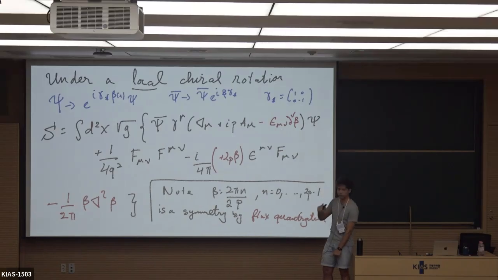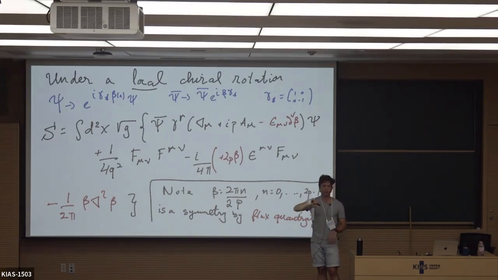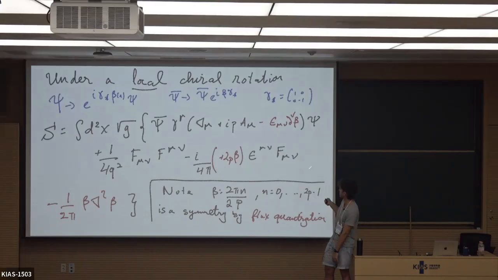Sorry, two things. This piece comes from the classical rotation, and these two pieces come from the anomaly. This comes from varying the classical action, and these two pieces come from rotating the determinant, the measure of the path integral, d psi bar d psi. So the anomaly picks up this coupling to F, and there's also a second derivative term for beta. This is what's responsible for the chiral anomaly, this rotation of the fermion measure.